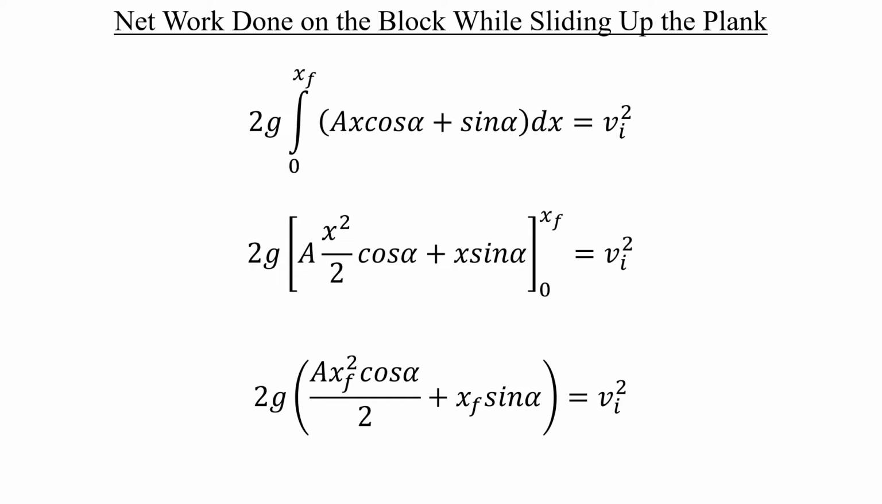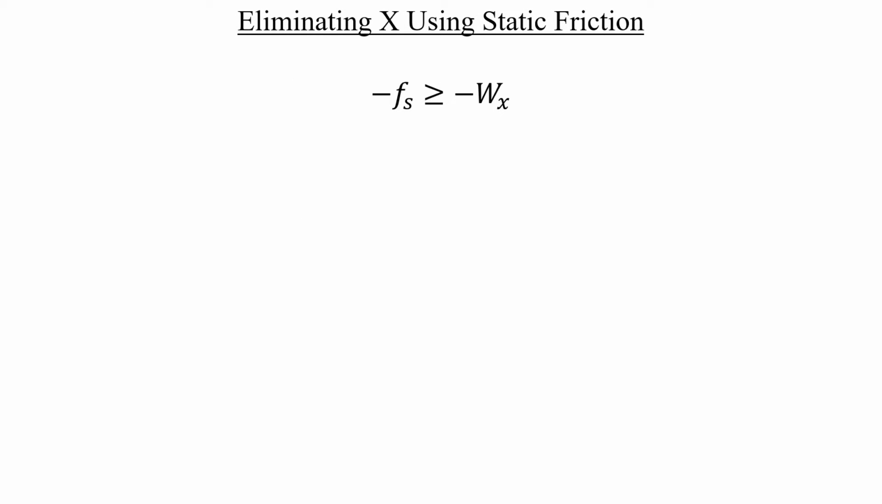Now, what we have here is helpful, but the inequality we're supposed to be verifying didn't contain any kind of x in it. We need to find a way to get rid of that. Let's resort to using the static friction. We know that if the static friction is greater than or equal to the box's weight along the ramp, well, then the box won't move. Let's insert the expressions for these quantities and take a closer look at this.